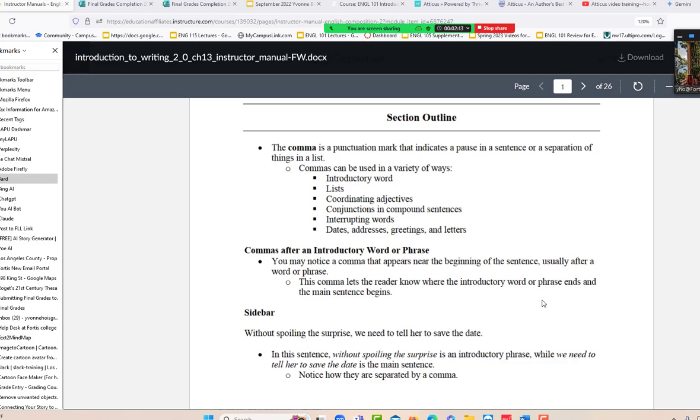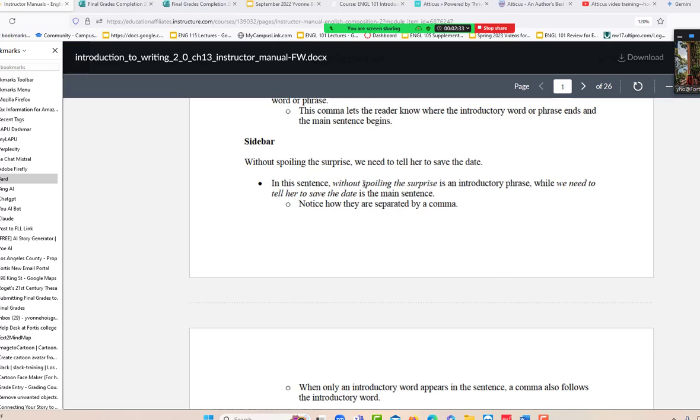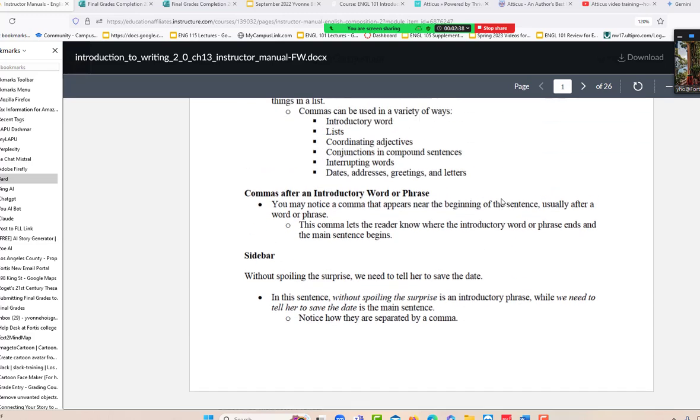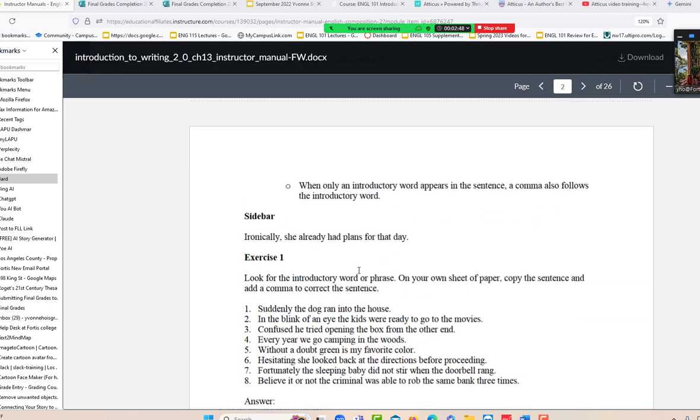Commas after an introductory word or phrase. You may notice a comma that appears near the beginning of a sentence, usually after a word or phrase. The comma lets the reader know where the introductory word or phrase ends and the main sentence begins. So in this sentence, "without spoiling the surprise" is an introductory phrase. "We need to tell her to save the date" is the main sentence. Notice how they are separated by a comma.